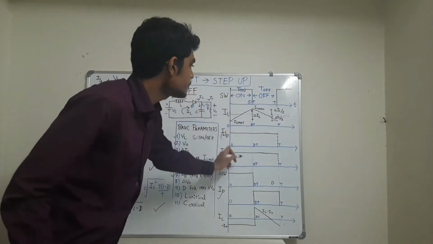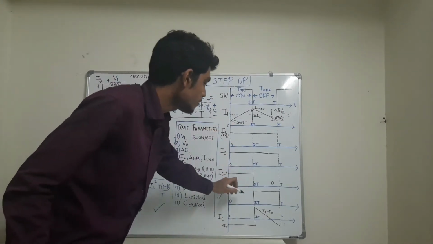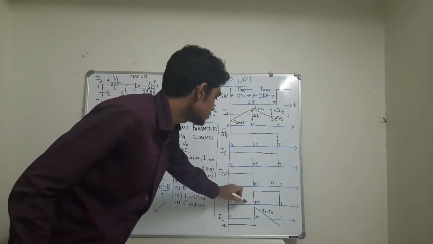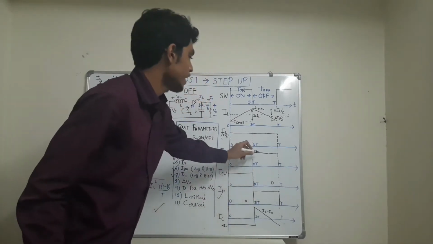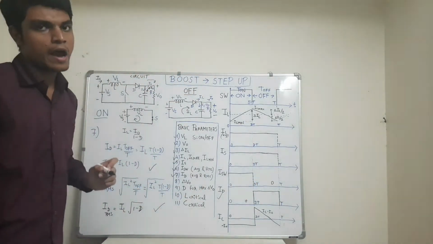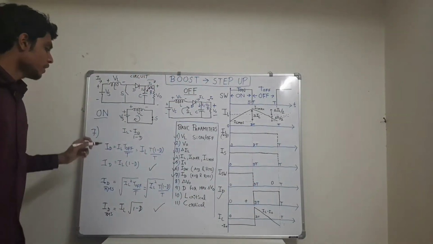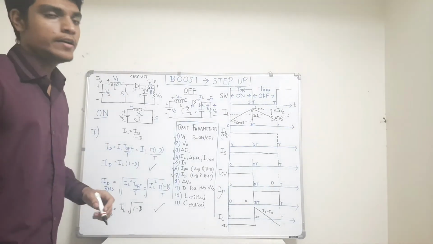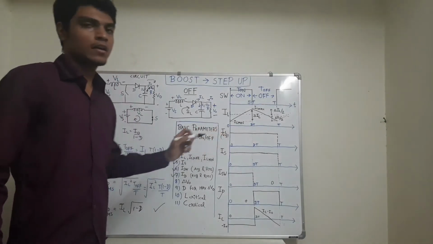For on time, inductor current will flow through the switch, so the diode current will be 0. But for the off time, complete inductor current will flow through the diode. So now we will derive the average and RMS value of diode current in terms of inductor current.